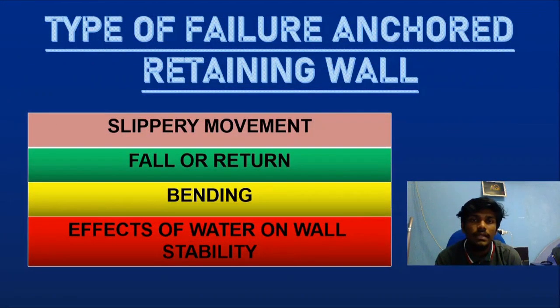Type of failure of anchored retaining wall. There are 4 points. The first one is sliding movement. The second one is fall or overturning. The third one is bending. And the fourth one is effects of water on the wall stability.